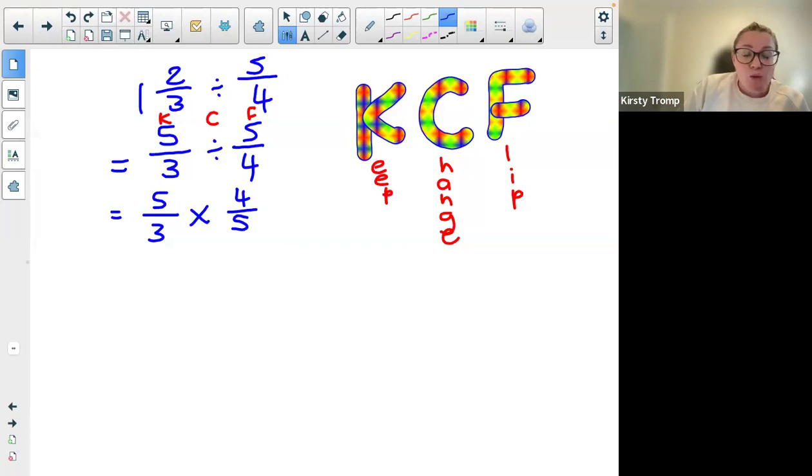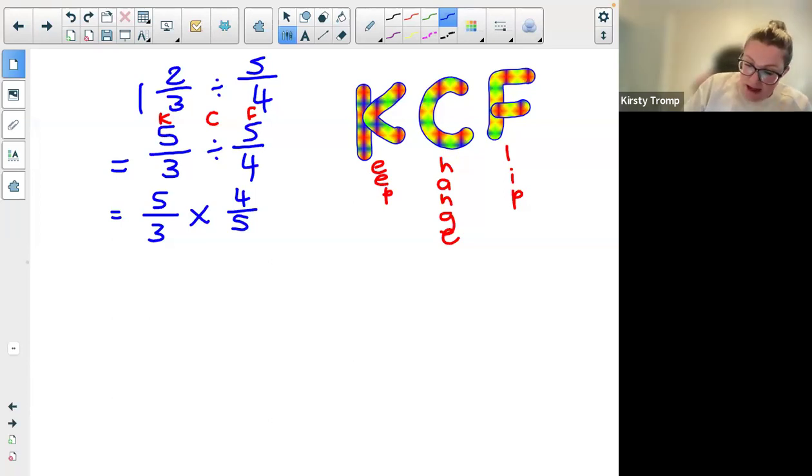Kegi's asking me, does this work with all numbers? Kegi, this only works if we're doing fractions and we're dividing fractions by each other. Then we can do KCF. Okay, so if we're doing KCF, it works with KCF. I'll show you how it actually does work with all numbers, but for now, KCF.